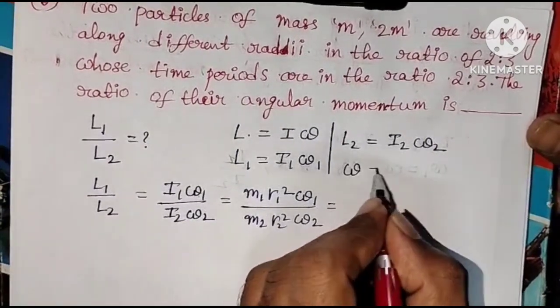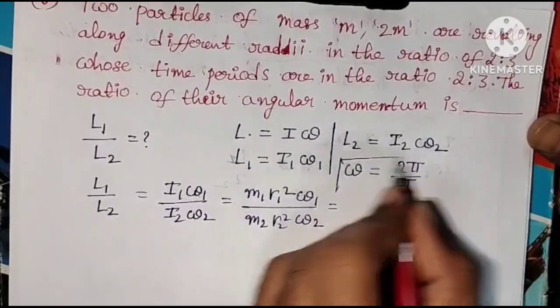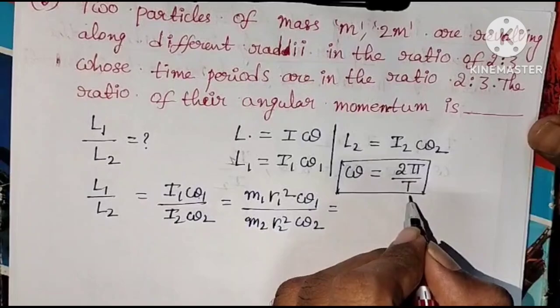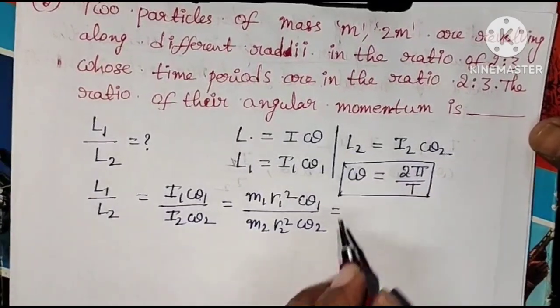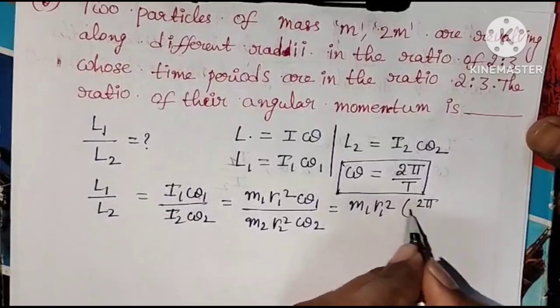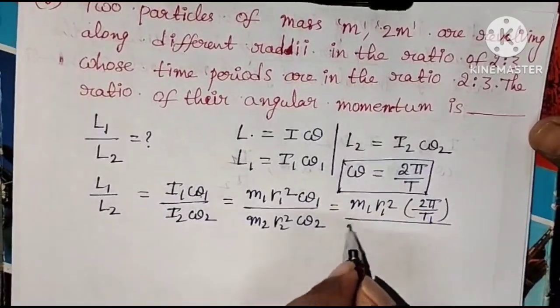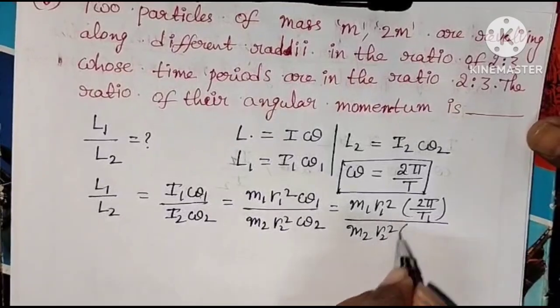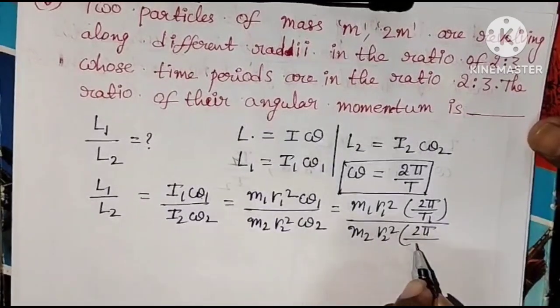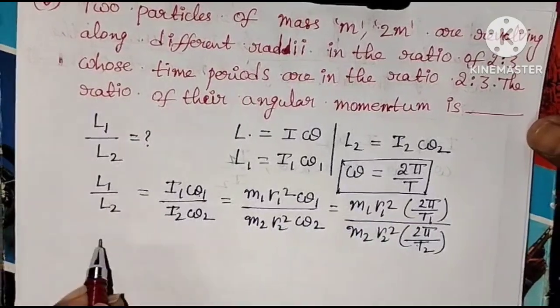We know that angular velocity omega is equal to 2 pi by time period t. Now m1 r1 square, omega 1 means 2 pi by t1. Similarly omega 2 means m2 r2 square into 2 pi by t2. So now substitute the values.